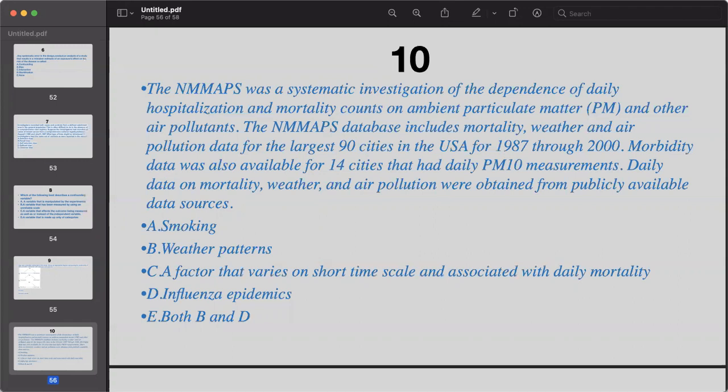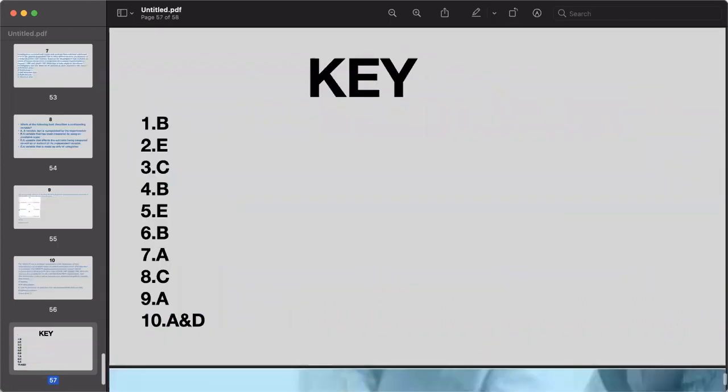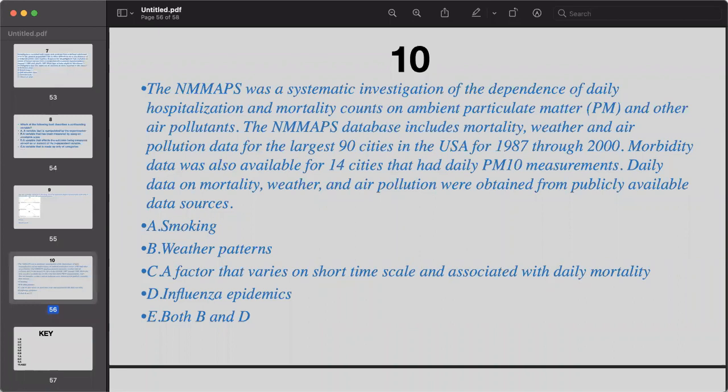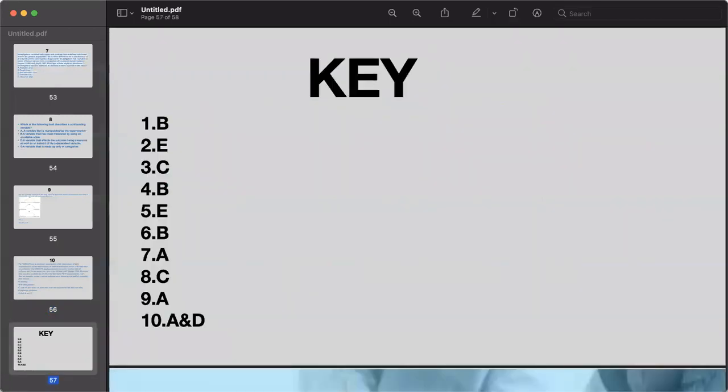So A, smoking; B, weather. So we have to find out that this is an incomplete one. So we have to find the factors basically, which are the... this MCQ, the line is missing, guys, here. Basically, the answer here would be A and D. Okay, so that's all. This is the key.